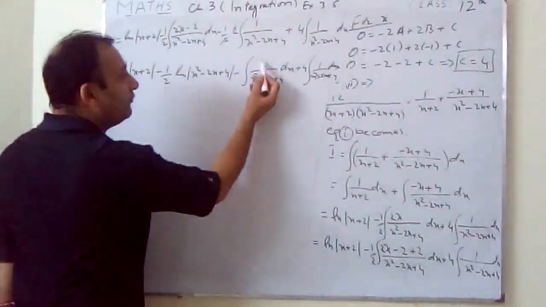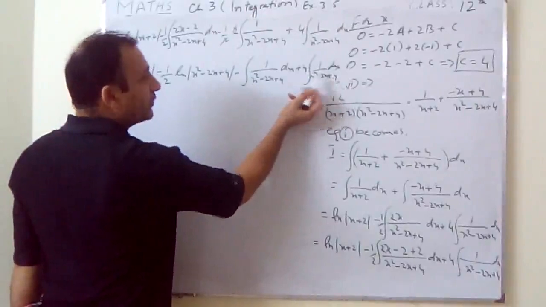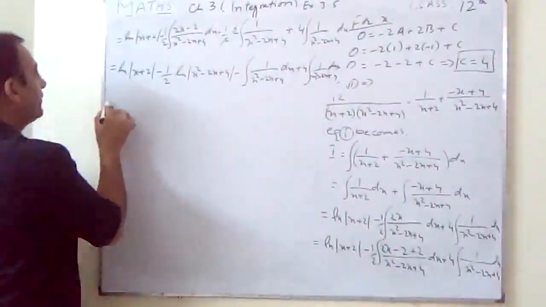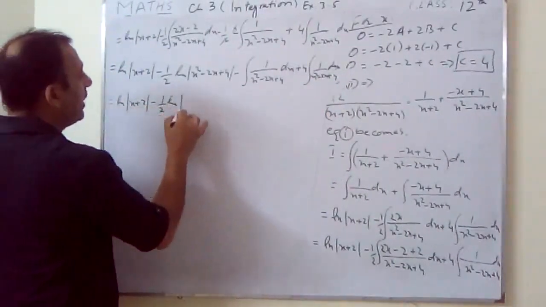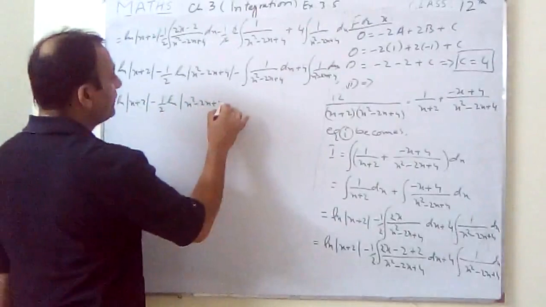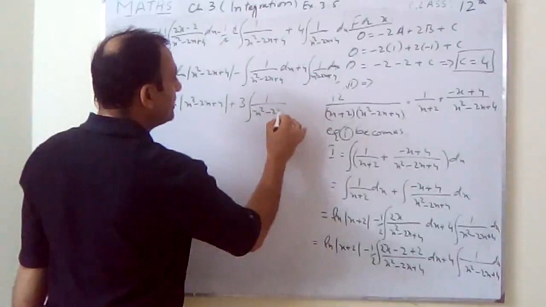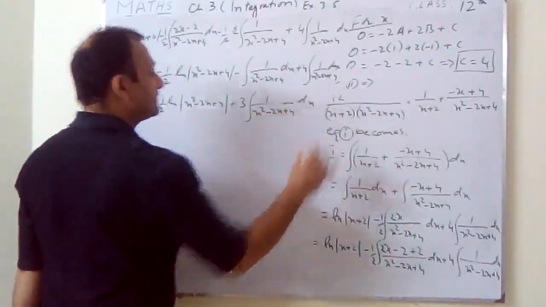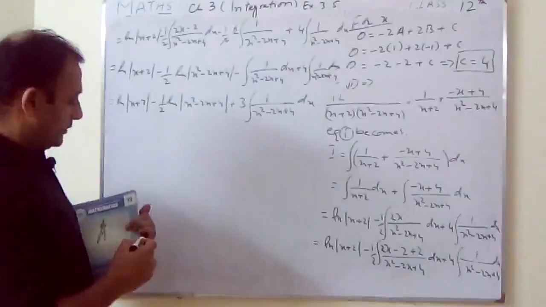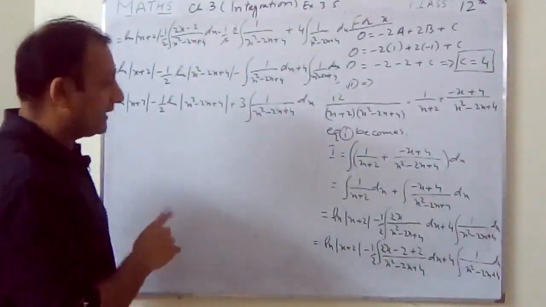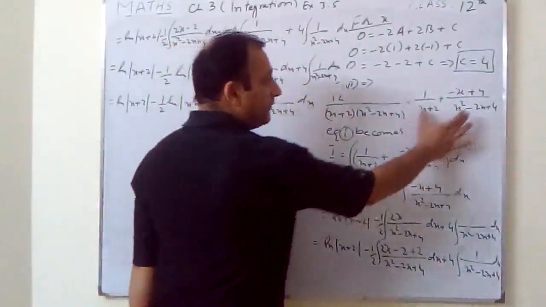Now here, integral of 1 over x square minus 2x plus 4. So it may be written as x plus 2 minus 1 over 2 log of x square minus 2x plus 4 plus 3 into 1 over x square minus 2x plus 4 dx. So again I repeat up to this, then I'll solve this one. This is the value we have.